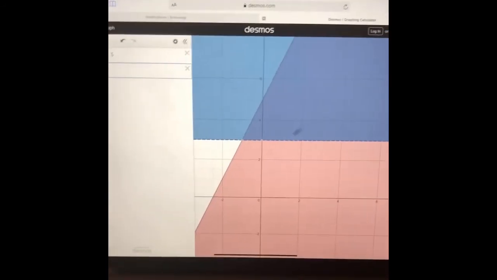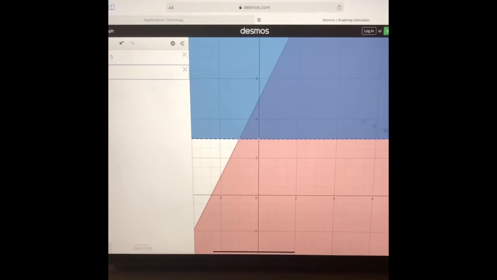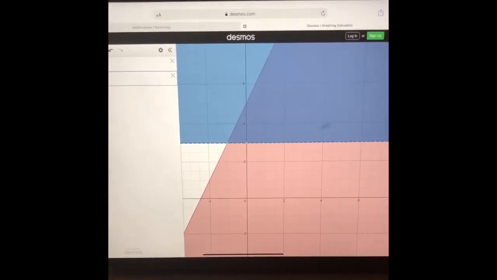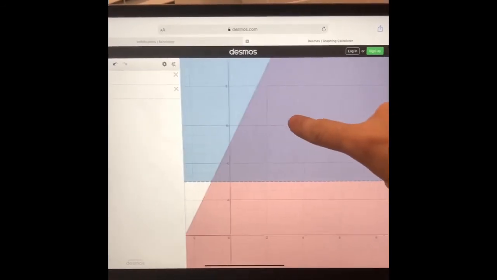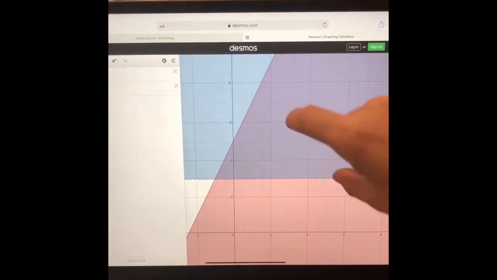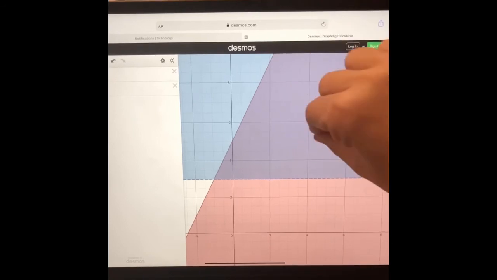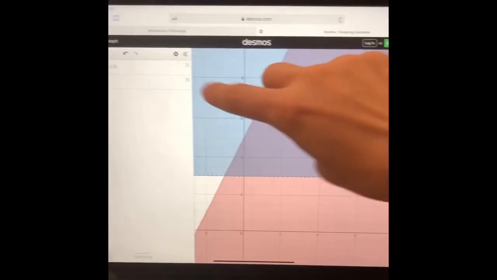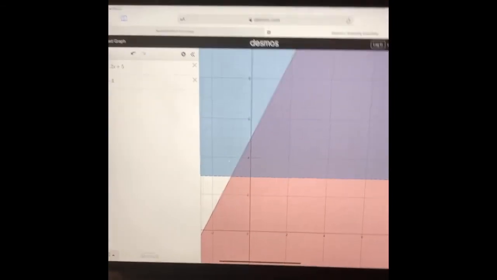You can see the red is the solution to your first inequality, blue is the solution to your second, and then this purpley part in the middle, that's the solution for both, where the two inequalities overlap, right? Where they overlap, those are solutions to both of the two inequalities, okay?